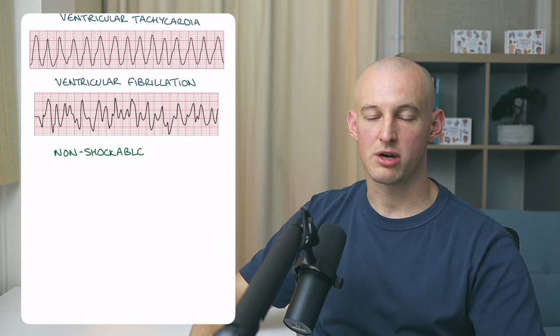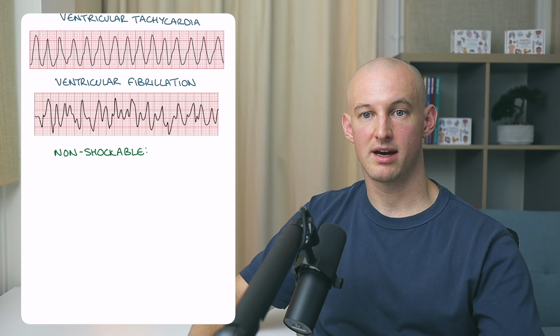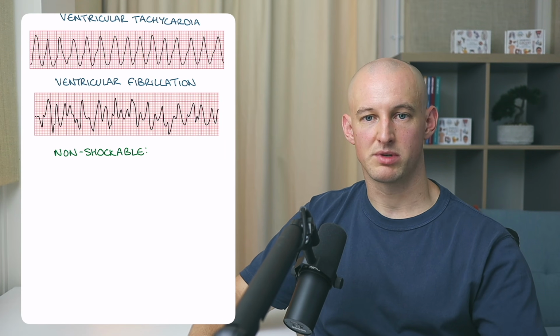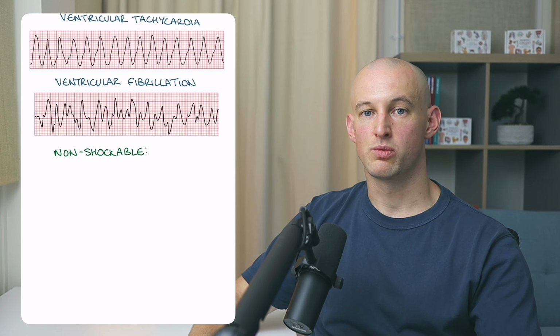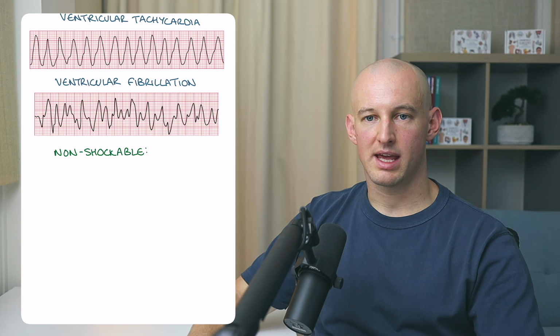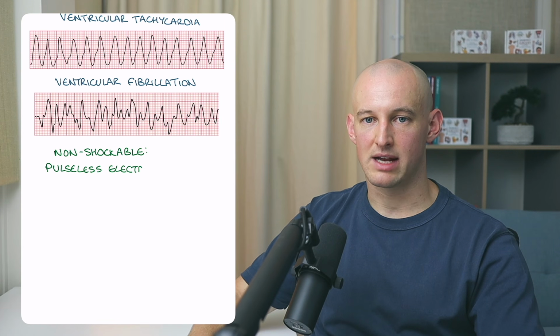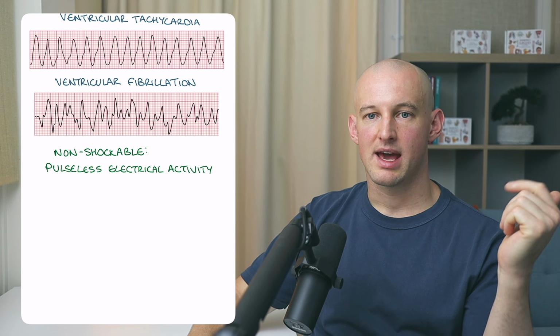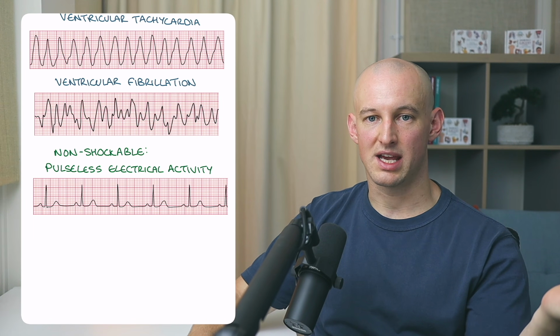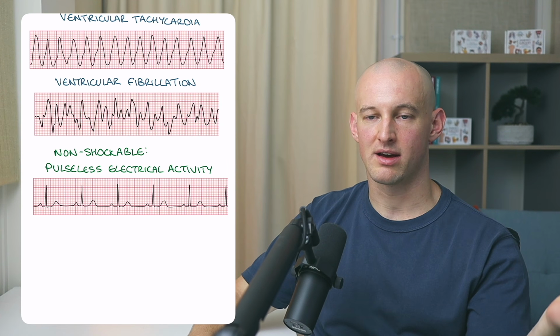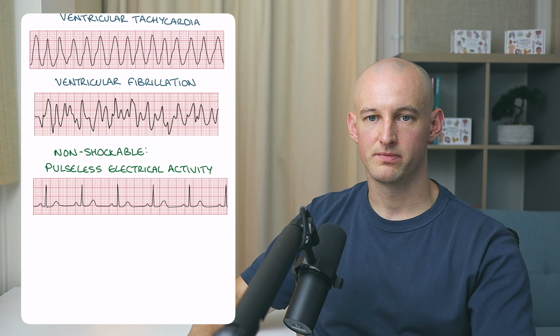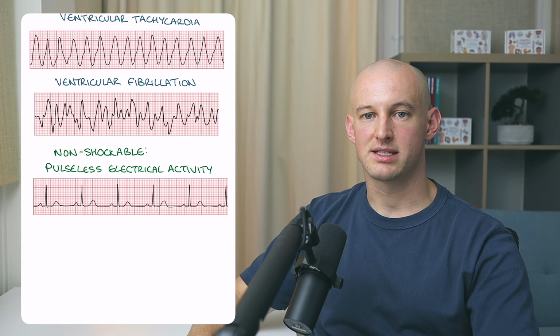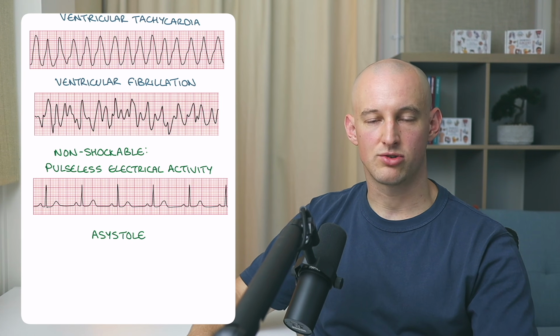The non-shockable rhythms, where a patient is in cardiac arrest, their heart has stopped, you can't feel a pulse, the rhythms you wouldn't shock, there's two again. One is called pulseless electrical activity. This basically means there's electrical activity on the ECG, but it's not ventricular fibrillation or ventricular tachycardia. This is called pulseless electrical activity, and it's not shockable. The other one is asystole, where there's no trace on the ECG.